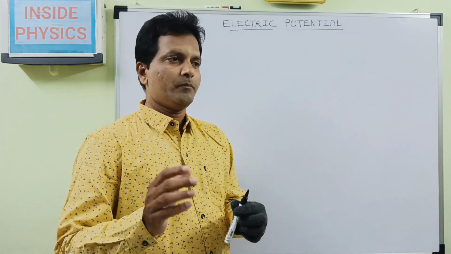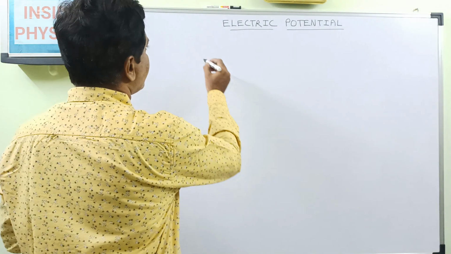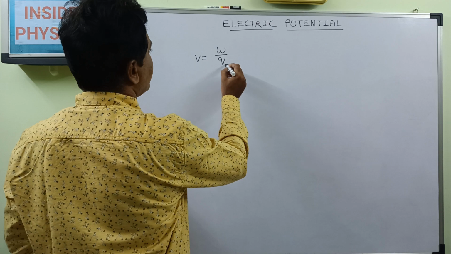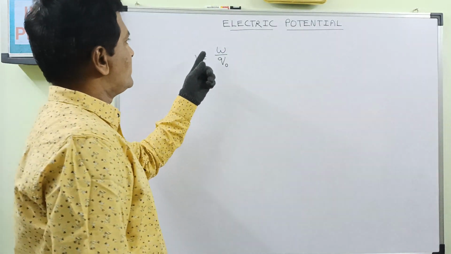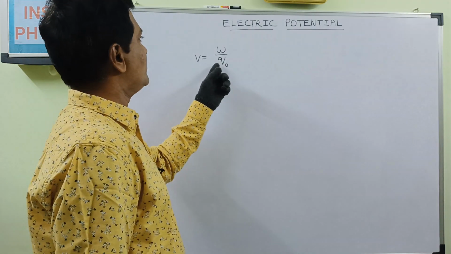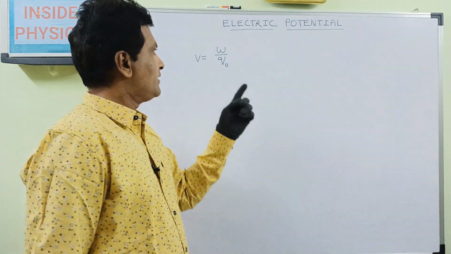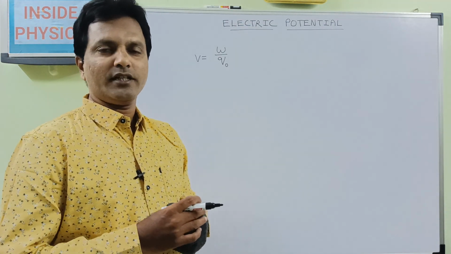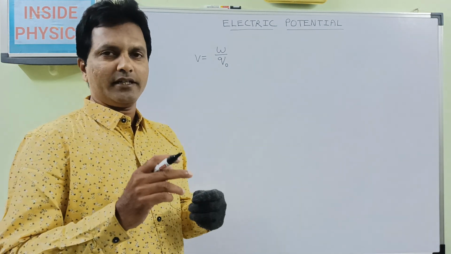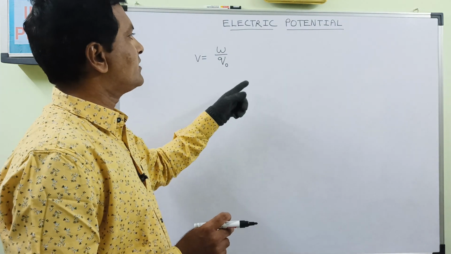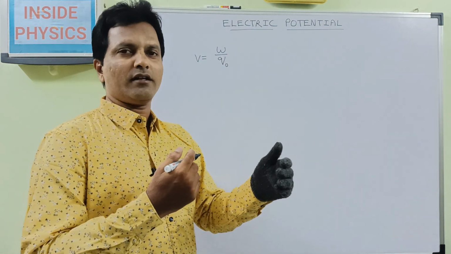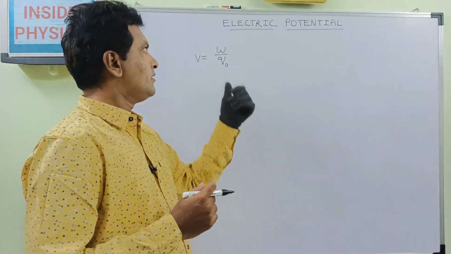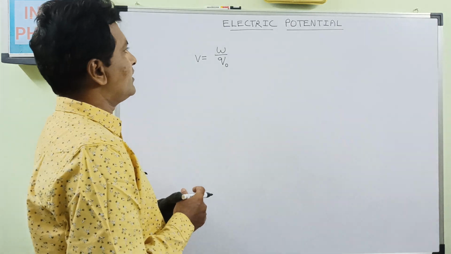So here the electric potential is defined as the work done by Q naught. Work done to move a unit positive charge, Q naught, from infinity, that means so far away from the static charge, to a charge placed at some point, to a nearer distance r or suppose x, is called potential. So potential is basically the work done.